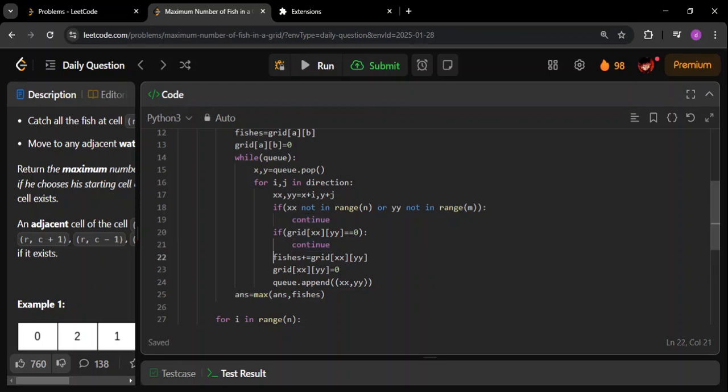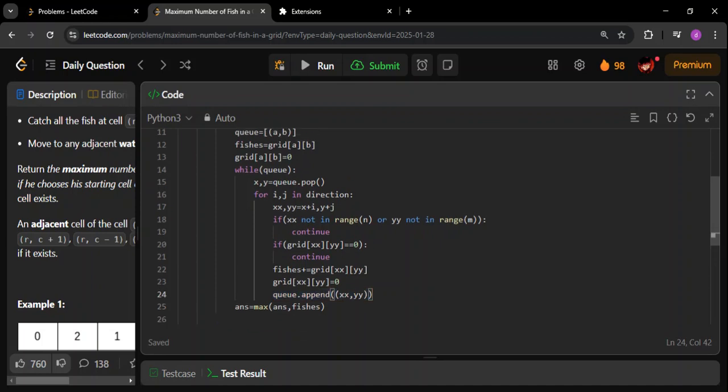Now if we come to this part, what you have to do is capture the fishes that are there in this adjacent cell, then mark the number of fishes in it equal to 0, and then append this cell to the queue, because we want to explore its adjacent cells now. So just remember the approach here. Whenever you are appending something to the queue, you first have to collect its fishes, and then mark the value in the grid as 0 for this coordinate.